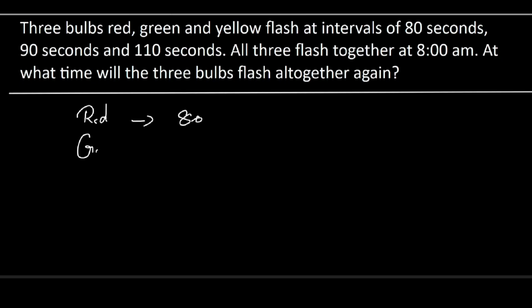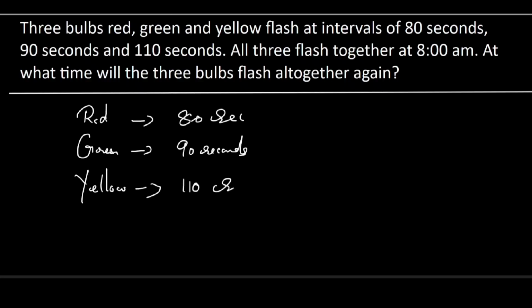And the green bulb flashes at intervals of 90 seconds. 90 seconds here, 80 seconds. Now the last one is yellow. Yellow bulb flashes at intervals of 110 seconds.